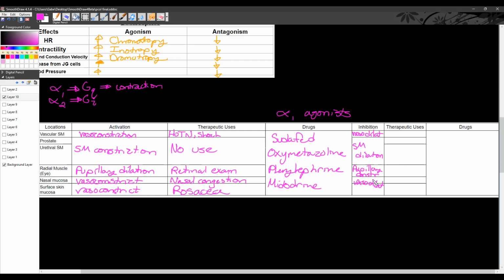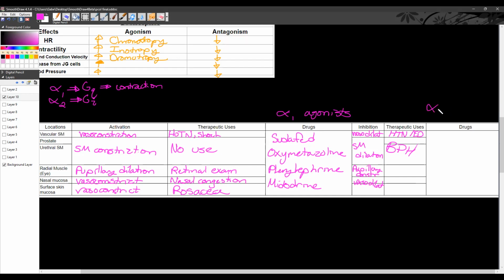Why would we want? Yeah, exactly. Hypertension, as well as erectile dysfunction as well. How about in terms of the prostate and urethra? What would be the benefit in dilating? BPH. 100%. And there's no uses for these other ones. No accepted uses.